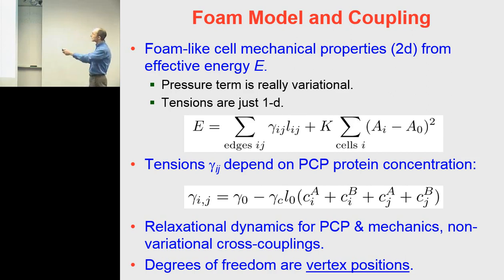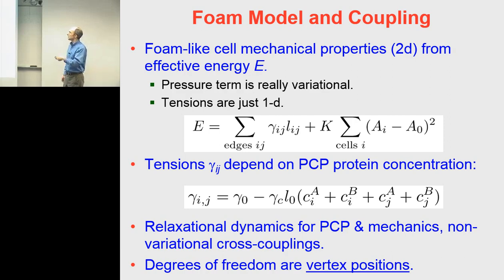So what does not come from an energy, and is the interesting new part here, is that these tensions depend on the concentrations of the PCP proteins on each edge. As I said, you can regulate the tensions, and the leading term has to be linear. So the tensions depend on the concentrations, and based on what we know about the shapes of the fish cells, we think that the presence of these proteins on the edges should lower the tensions. There are relaxational dynamics, non-variational cross-coupling links.